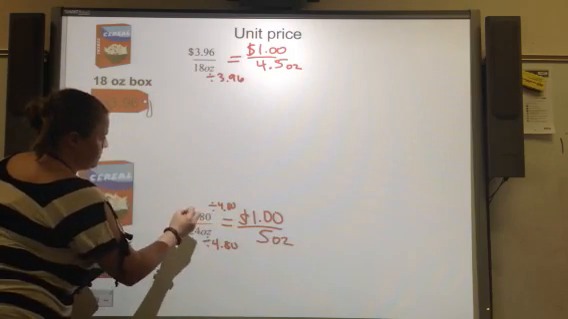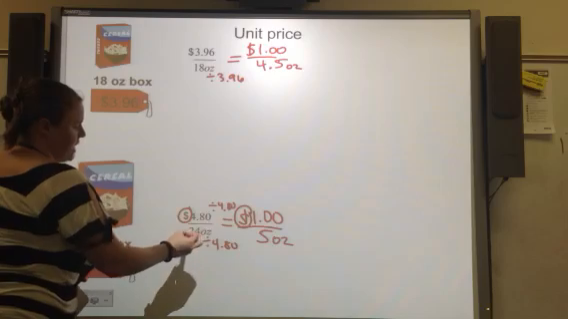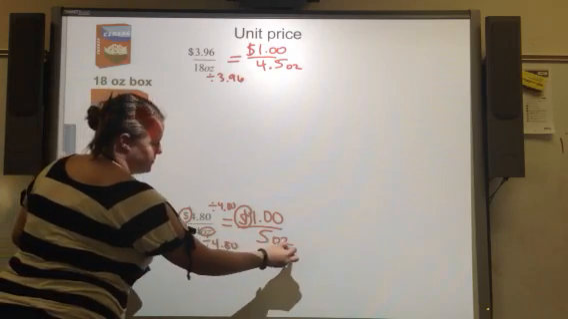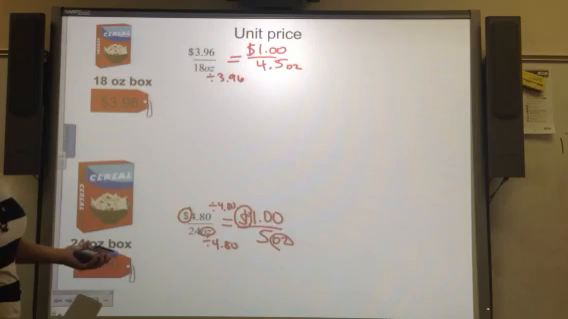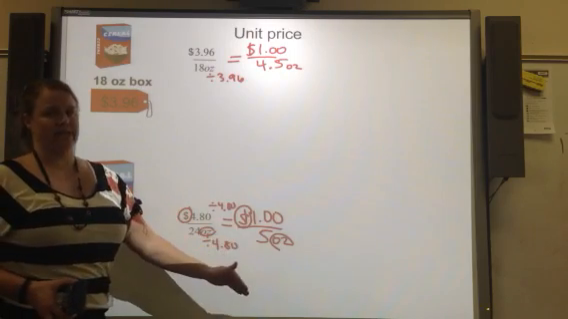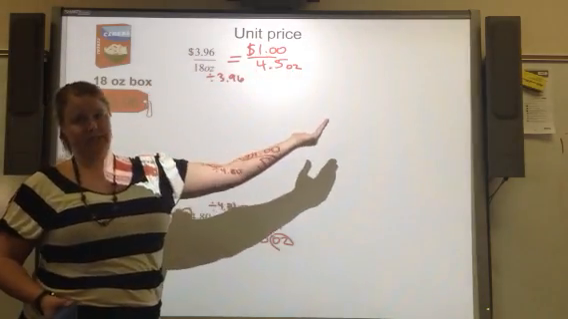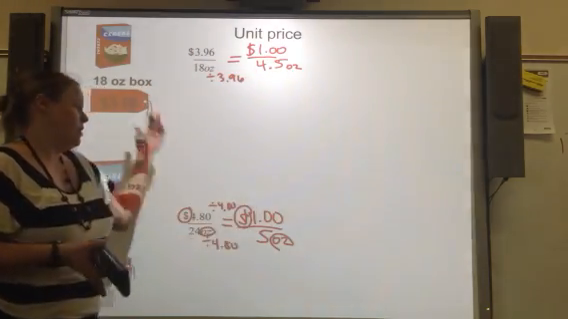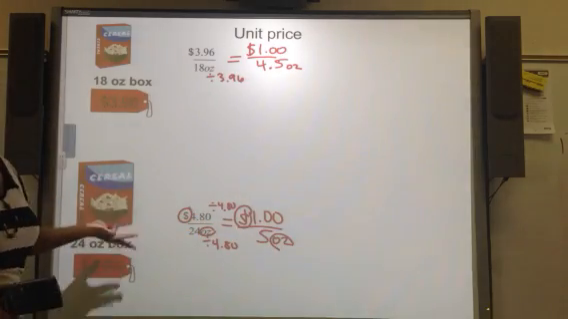It's important to keep your units the same. So I've got dollars on the top and I've got ounces on the bottom. And this scenario tells me that for $1, I can purchase 5 ounces of cereal. Or for $1, I can purchase 4.5 ounces of cereal. Well, logically, $1 getting yourself more cereal of the same kind is a better deal for you.